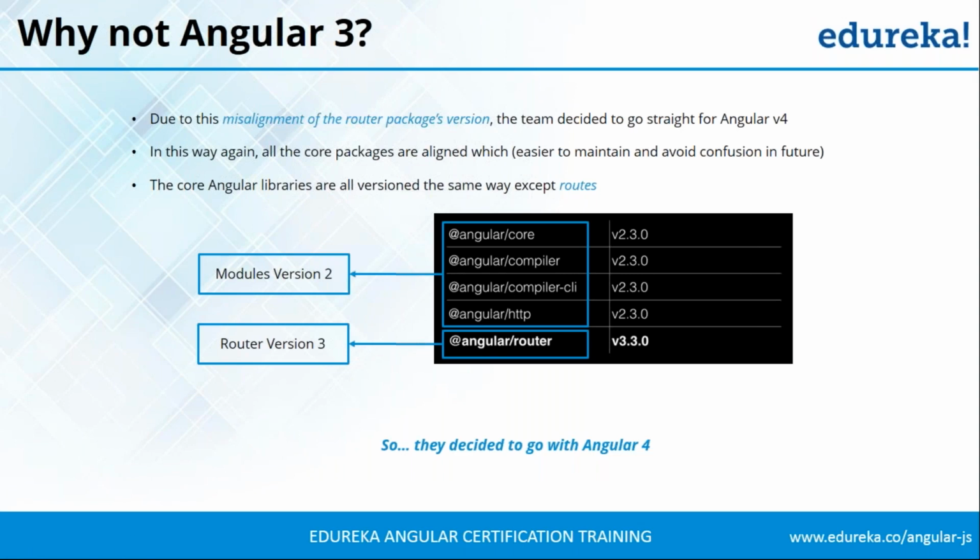What happened? Due to a misalignment of the router package versioning, the team decided to go straight to Angular 4. As you can see here, we have the basic Angular modules, which have version 2. We have version 2.3.0 in all these Angular modules, but except in the router, we have 3.3.0. So due to this, they thought that this way all the core packages are aligned, which will be easier to maintain and help avoid this confusion in the future. So are we clear with this Angular 3 part? Why is it not Angular 3 and why is it Angular 4?